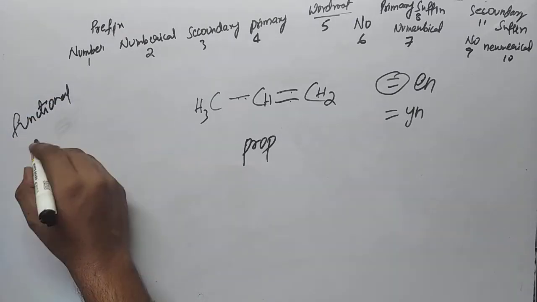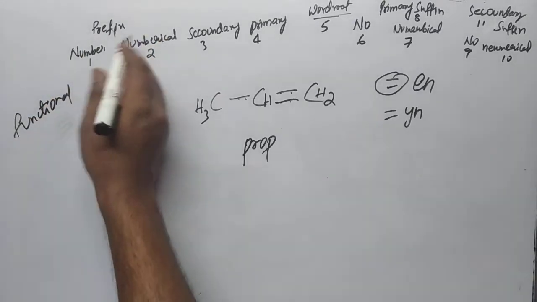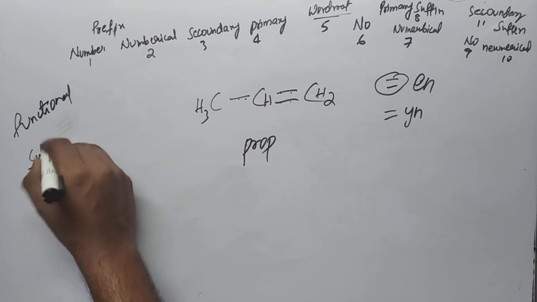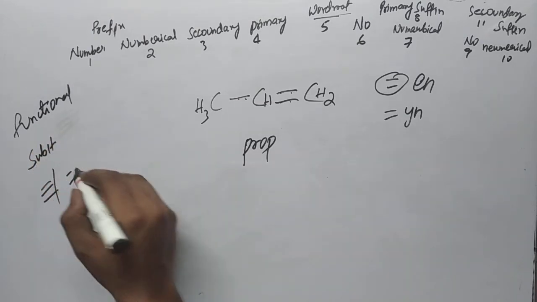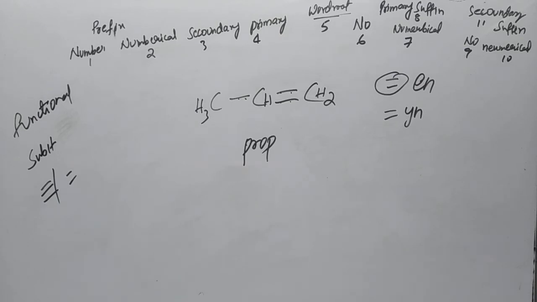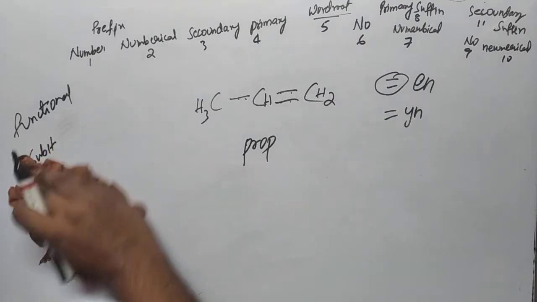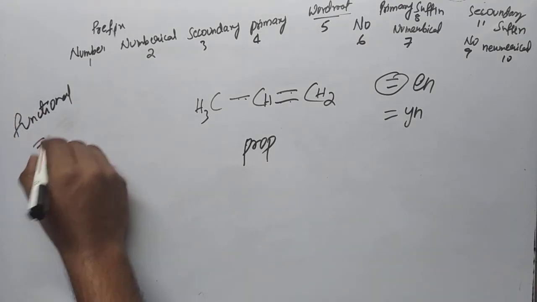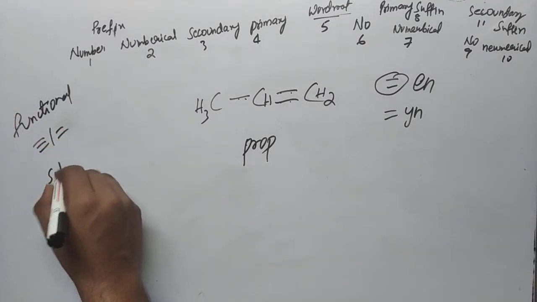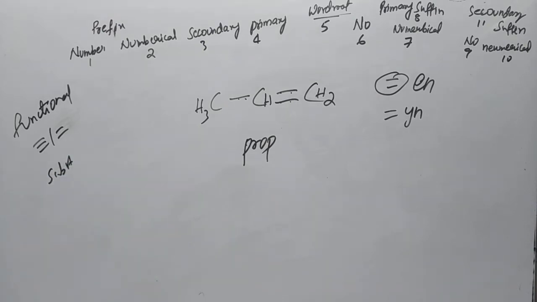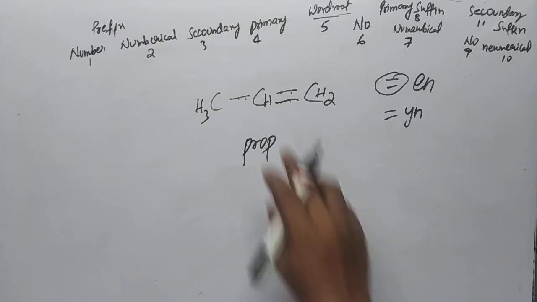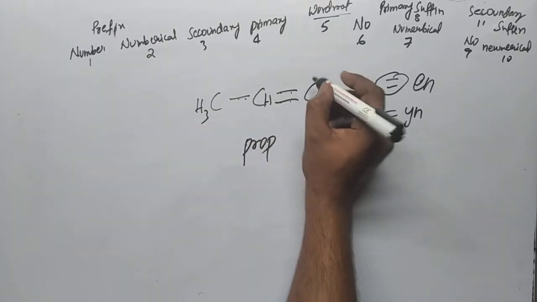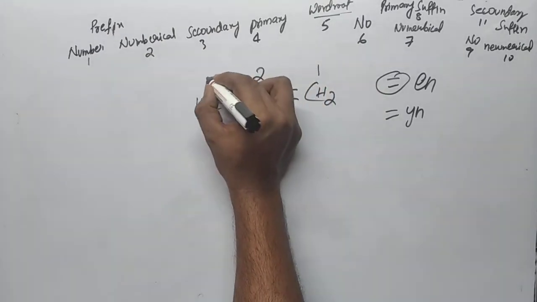If there is no functional group, we should look at substituent groups. If there is no substituent group, then we give preference to the double or triple bond. The order is this: first the triple bond or double bond, and after that we look at the substituent groups. Okay, so see here what we have now. We have a double bond here, so we have to start numbering from here: 1 2 3.